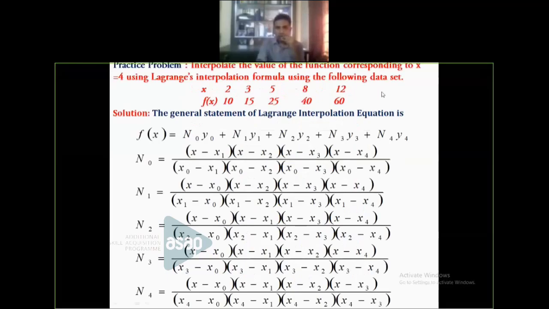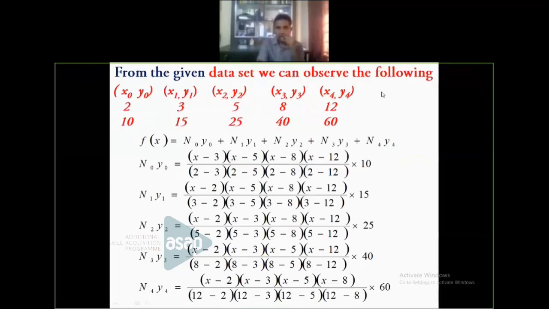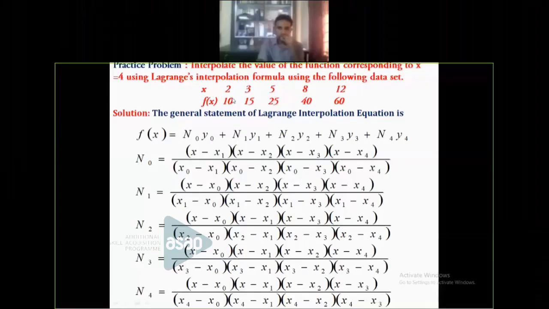Now, if you look at this, it is an interpolation question. Interpolate corresponding to x equal to 4. That means you're given a data set here. You can see x equals 2, 3, 5, 8, 12. Corresponding to x equal to 2, you have f(x) value 10. For x equal to 3, f(x) is 15. For x equal to 5, f(x) is 25. For x equal to 8, f(x) is 40, and then for 12 there is a value as well. You have to get the value at x equal to 4, somewhere here.